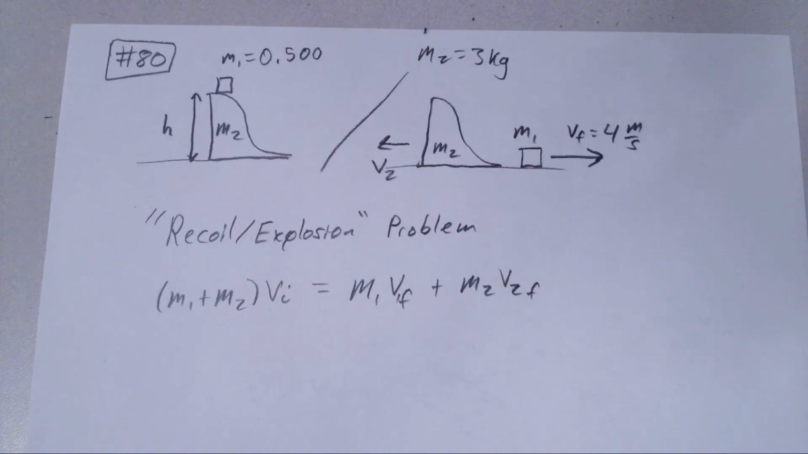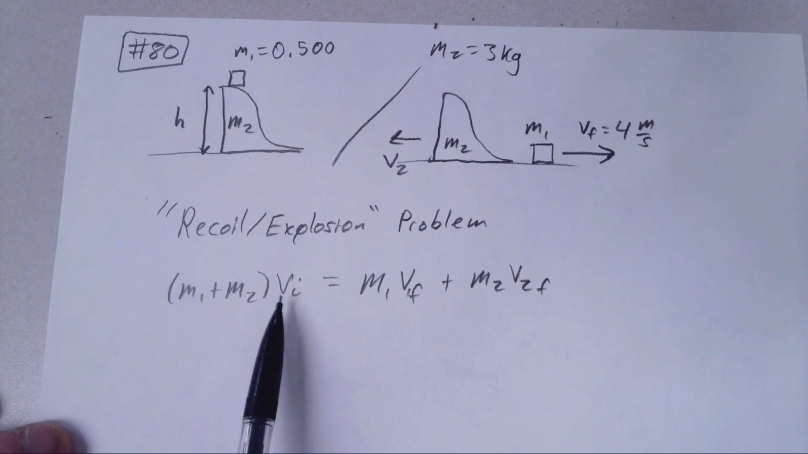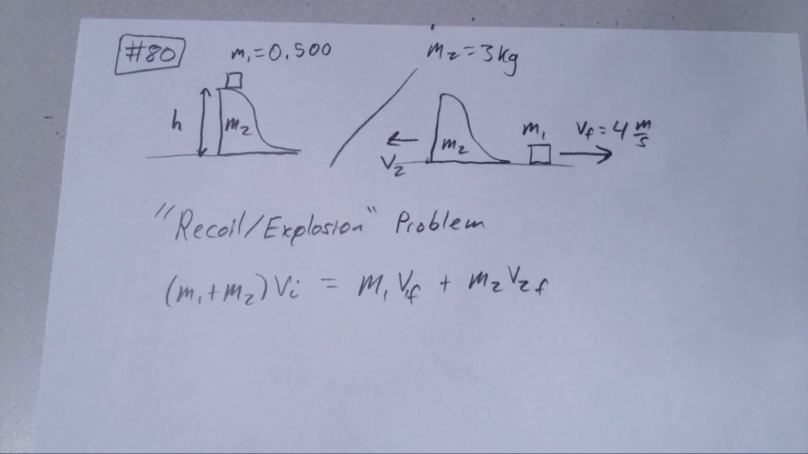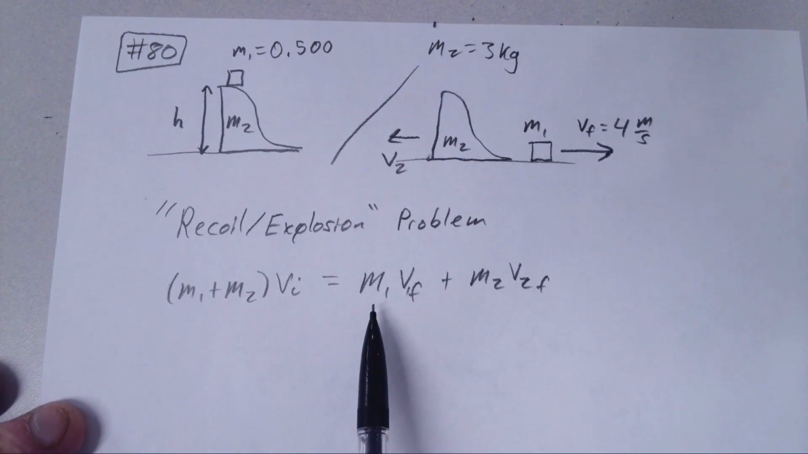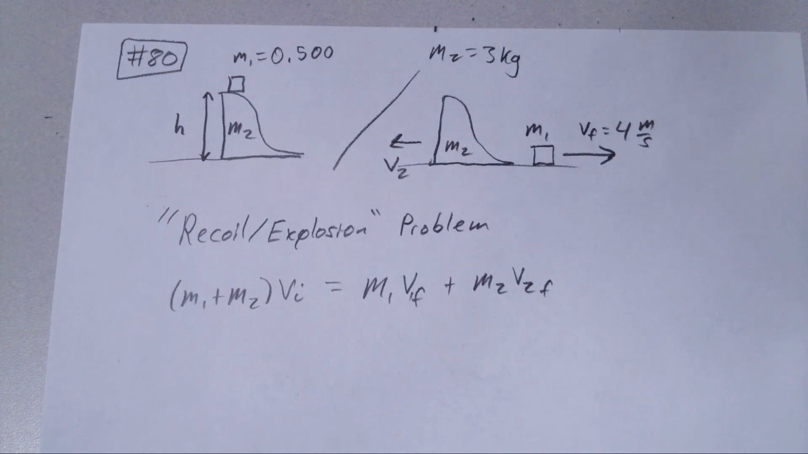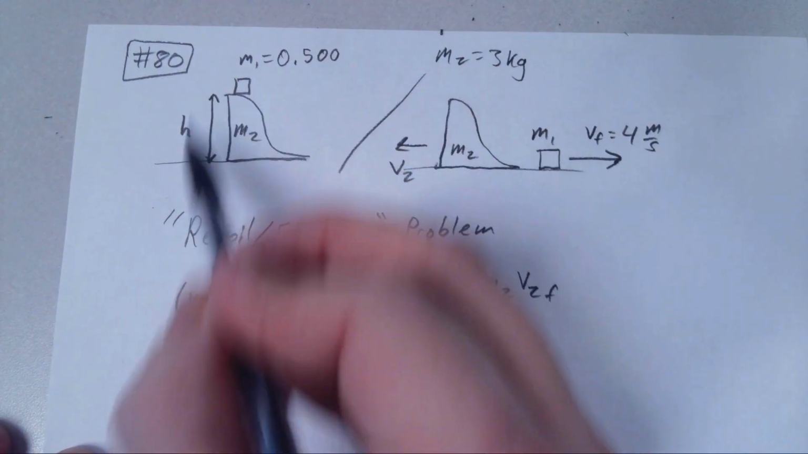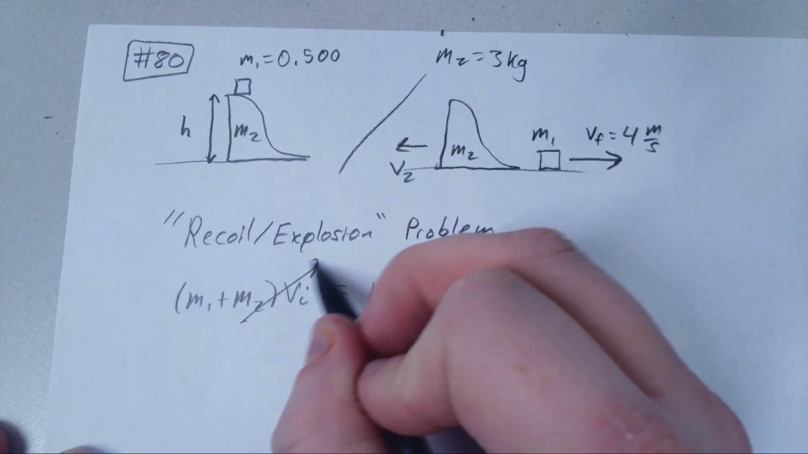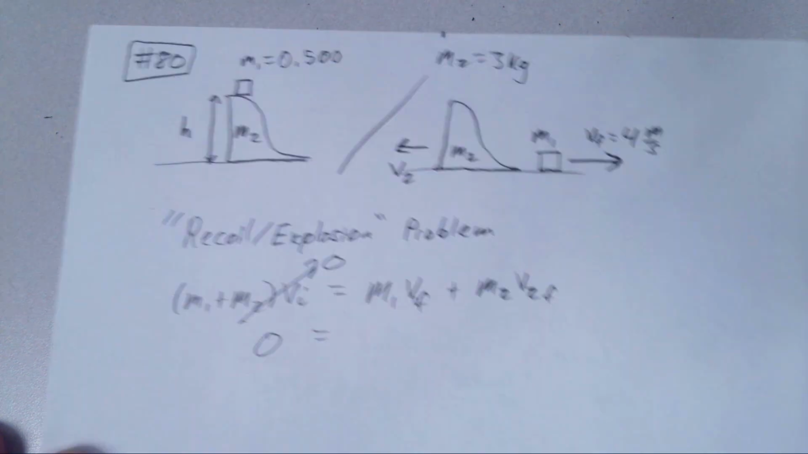So this is our recoil explosion one, where you basically have the combined masses before with their initial velocity, and then the momentums afterward. Now, one thing that is nice in this equation here is that the initial velocity of this system is 0, so that is all 0. Now we just plug in what we know.